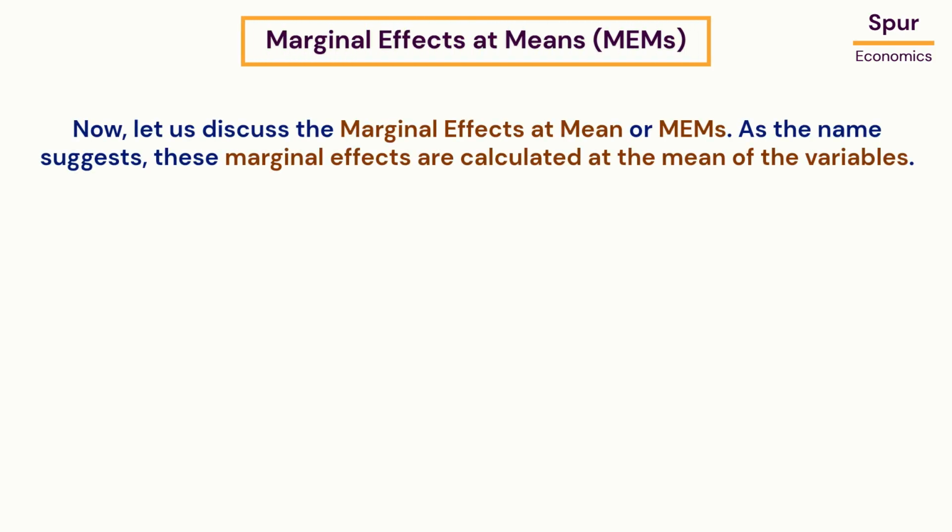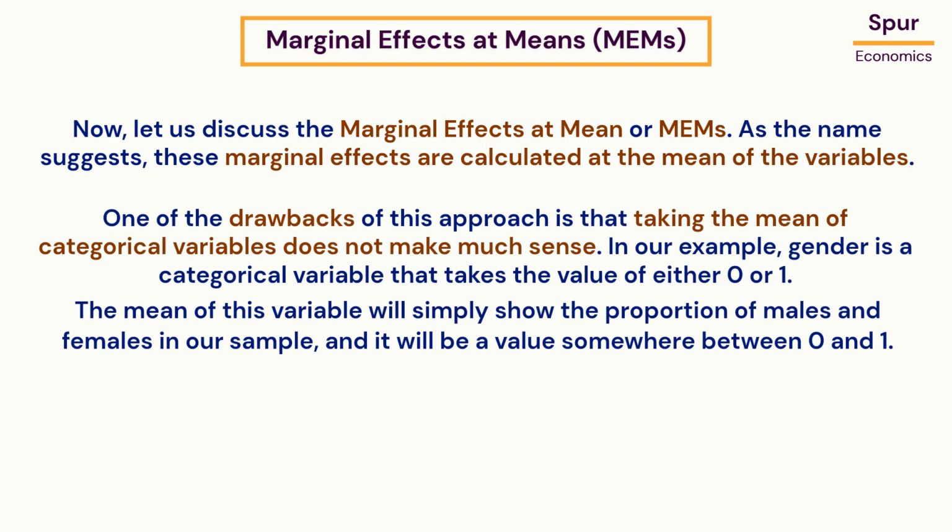Now, let us discuss the marginal effects at mean or MEMs. As the name suggests, these marginal effects are calculated at the mean of the variables. One of the drawbacks of this approach is that taking the mean of categorical variables does not make much sense. In our example, gender is a categorical variable that takes the value of either 0 or 1. The mean of this variable will simply show the proportion of males and females in our sample, and it will be a value somewhere between 0 and 1.